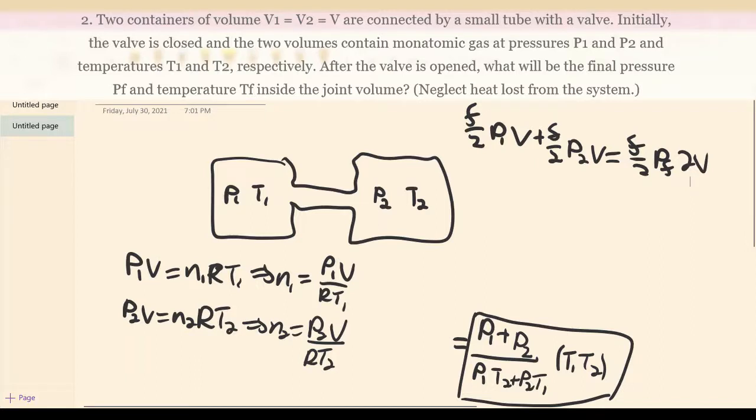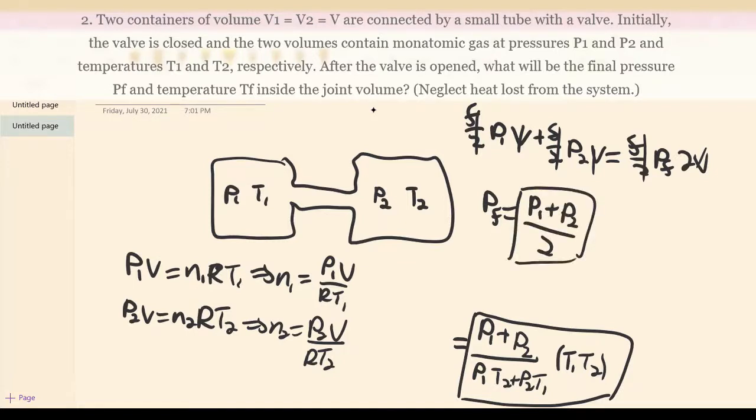So then this is fairly straightforward to solve. We can just cancel out all this and we get P final equals P1 plus P2 over 2, which is a pretty nice answer. So yeah, that's the answer to the second problem.